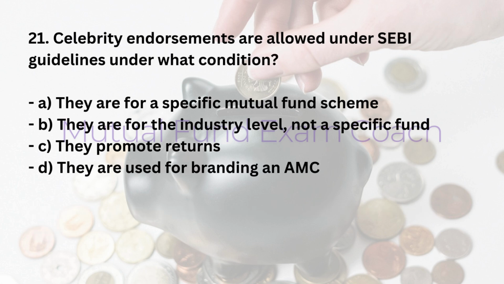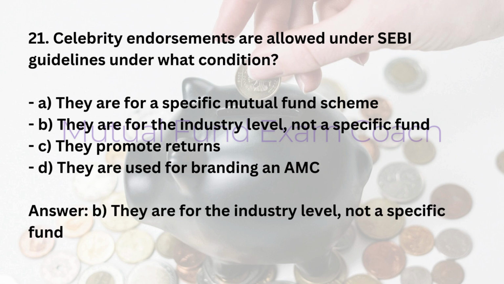21. Celebrity endorsements are allowed under SEBI guidelines under what condition? A. They are for a specific mutual fund scheme. B. They are for the industry level, not a specific fund. C. They promote returns. D. They are used for branding an AMC. Answer, B. They are for the industry level, not a specific fund.